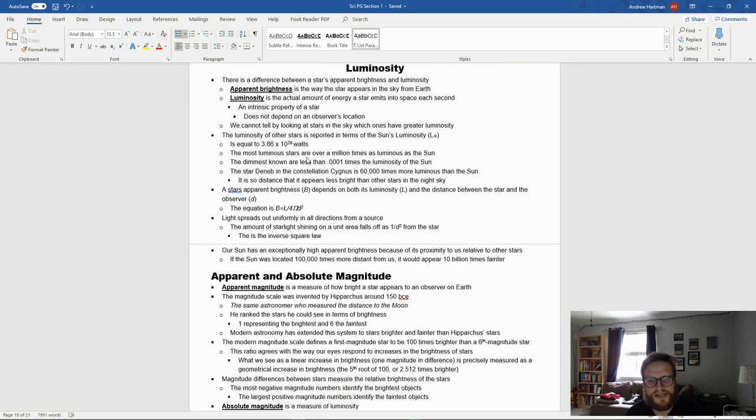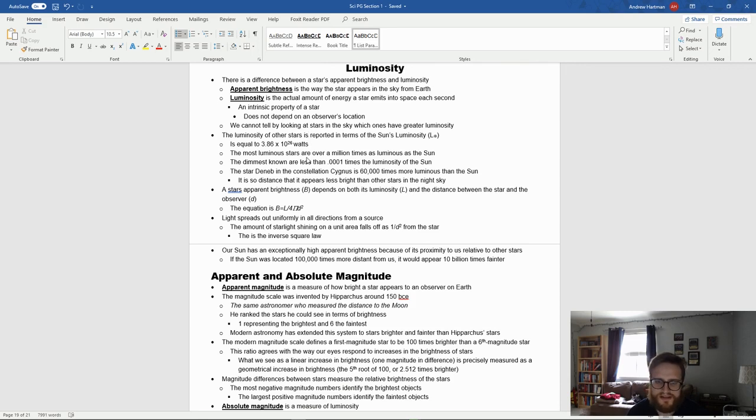They bring up the star Deneb, which is in the constellation Cygnus. It is 60,000 times more luminous than the sun. But because it is so distant, it appears less bright than most other stars in the sky. A star's apparent brightness depends on both its luminosity and the distance between the star and the observer in an inverse square relationship. So the apparent brightness is equal to the luminosity divided by the distance squared times 4 pi, right?